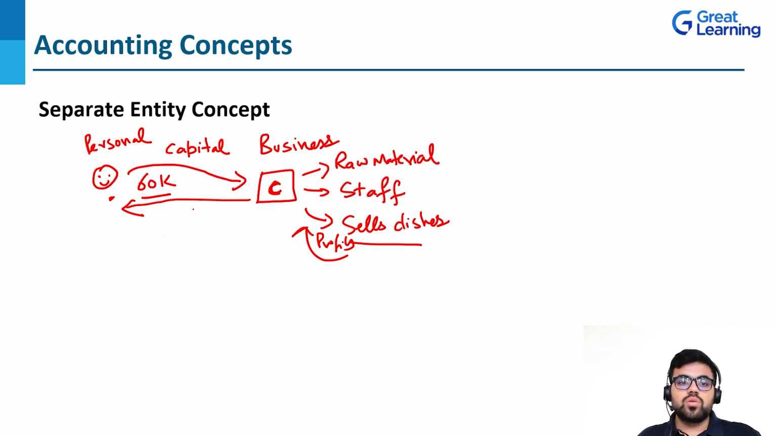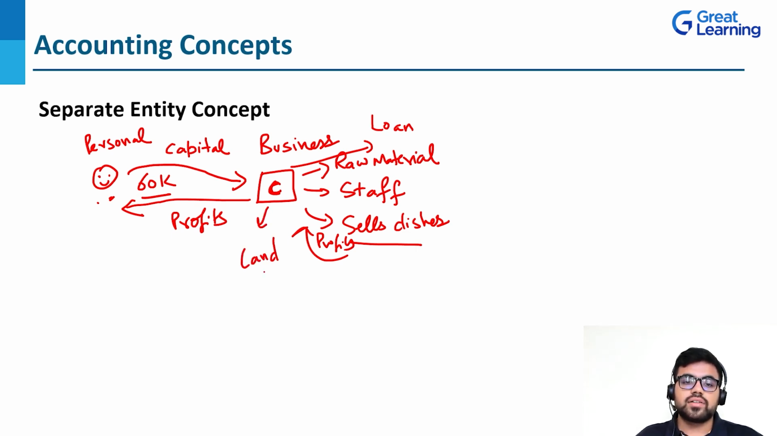So in this case, how a separate entity works. Now the profits will not directly go into my account. It will come first to the business account and then it will be transferred to my own personal account. Now what happens if the business has taken some loan, right? And my restaurant has some land in it that is owned by the business.